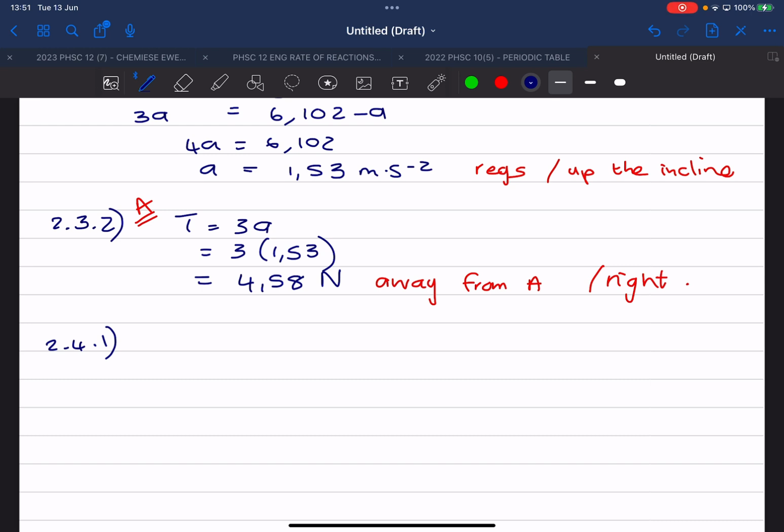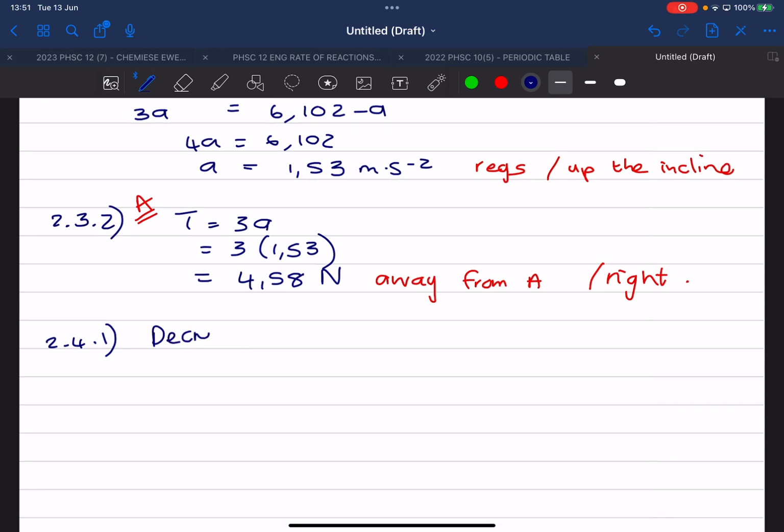Wat sal julle sê? Decrease. Hy sal afneem. Hoekom want ons nou wrywing wat hom stadiger maak? Decrease. 2.4.2. Calculate the kinetic frictional force as box B enters the area marked X.